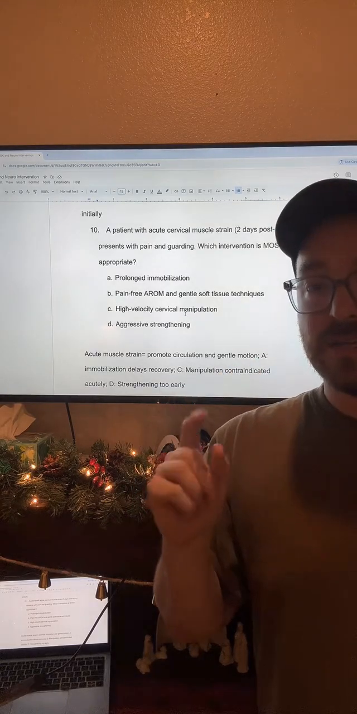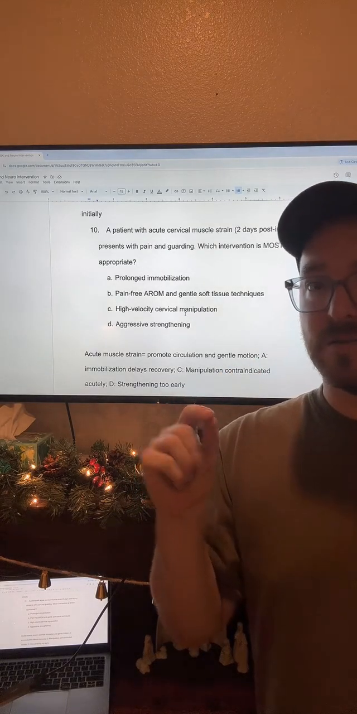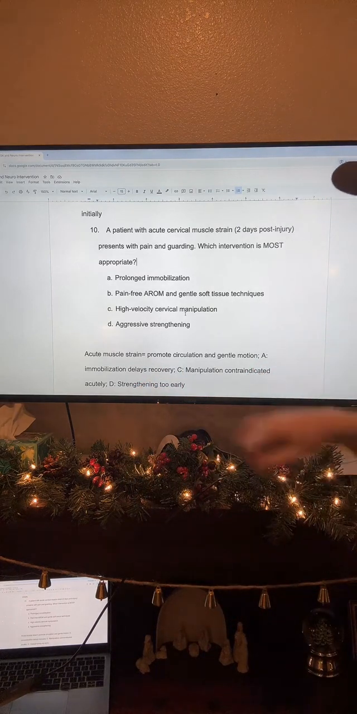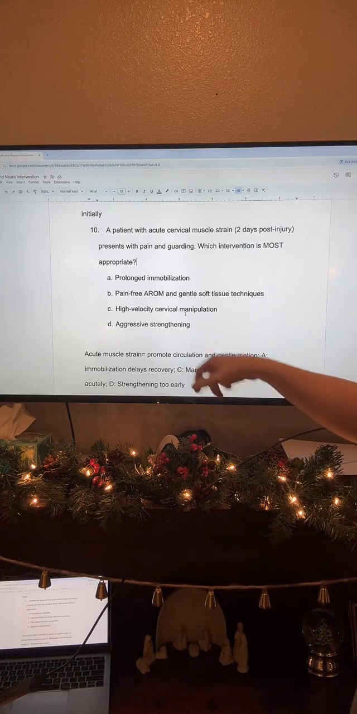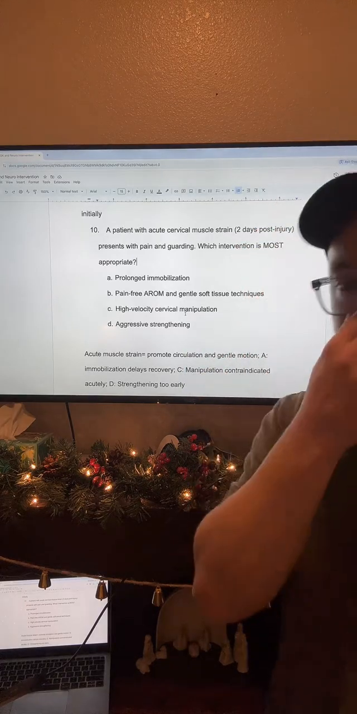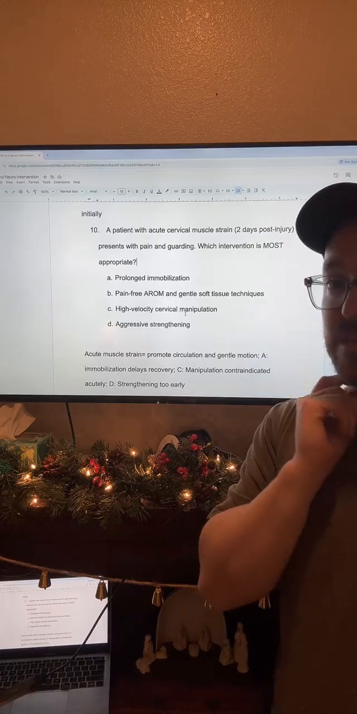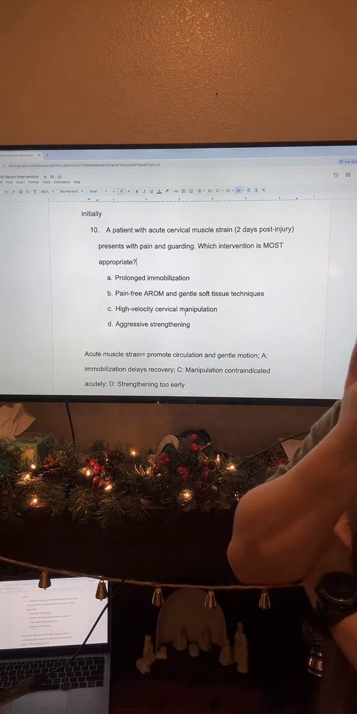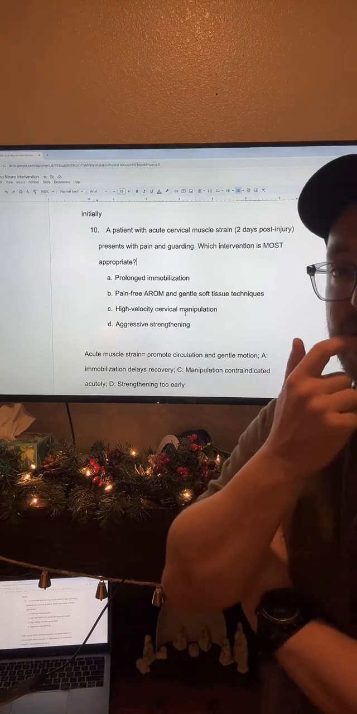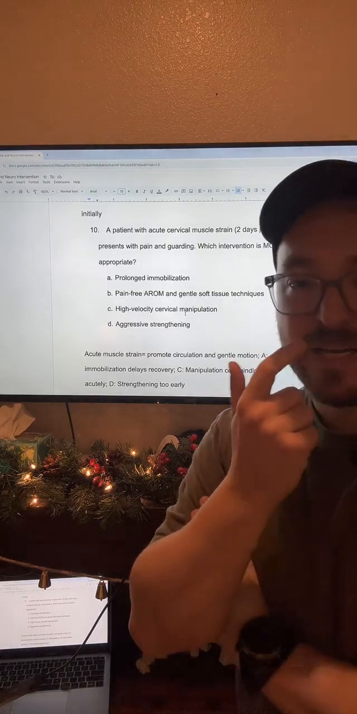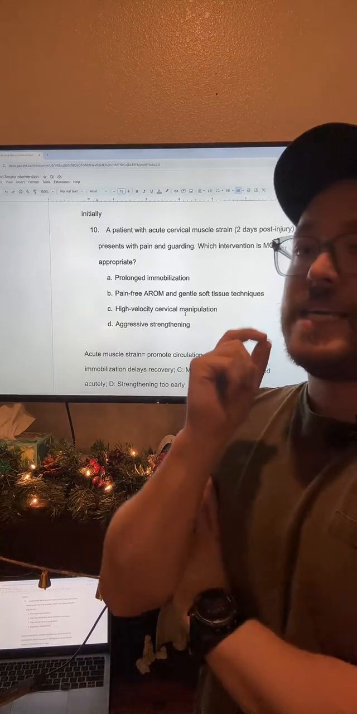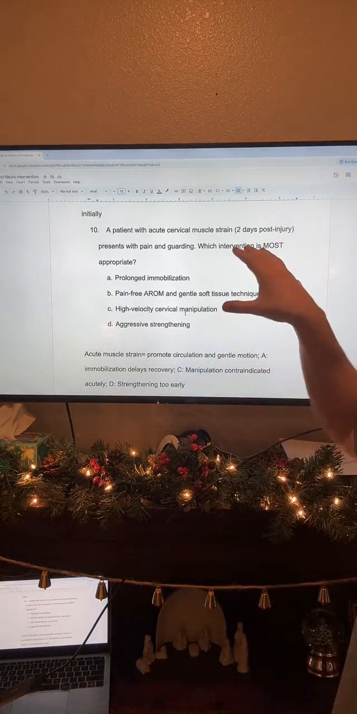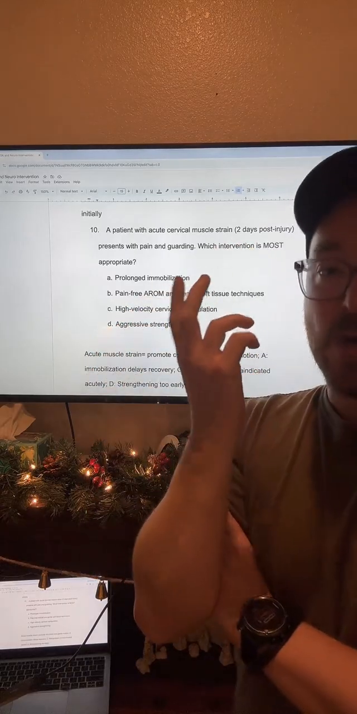Number one, manipulation isn't helping the muscle, it's addressing a joint restriction potentially. But can anyone tell me why manipulation is contraindicated this acutely? There's one key thing that I've already talked about in the stem of the question. Someone brave, otherwise I'm going to start calling out people by name. Because it's still the acute stage. Yes, but what about the acute stage, and particularly what about how this patient is presenting? Guarding and pain. Guarding, exactly.